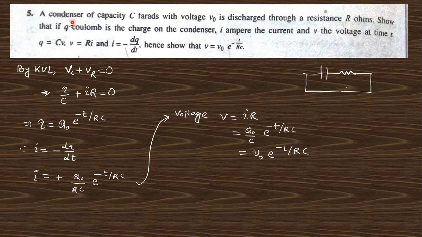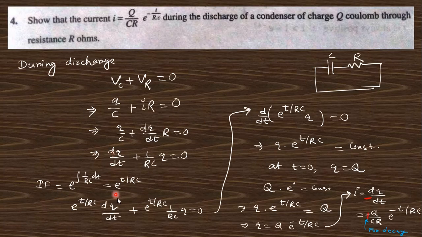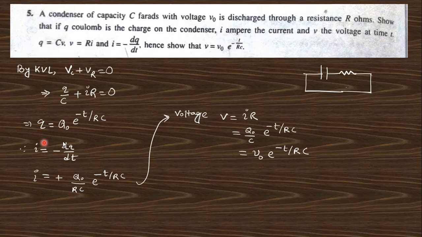Next question: a condenser of capacitor C with voltage V0 is discharged through a resistance R ohm, and Q is this. So these are the given, and I is given by dQ/dt. So this is the equation, and after that, if you use the previous problem, you will get a similar answer. This is got from the previous problem; just like previously we drew, in the same manner you will get this equation.